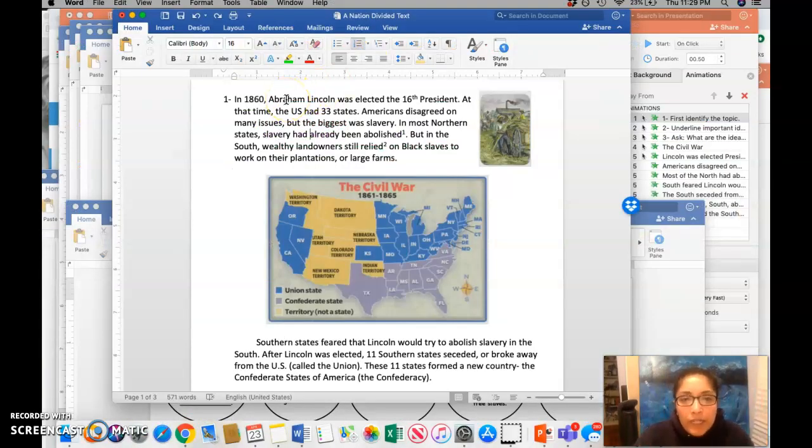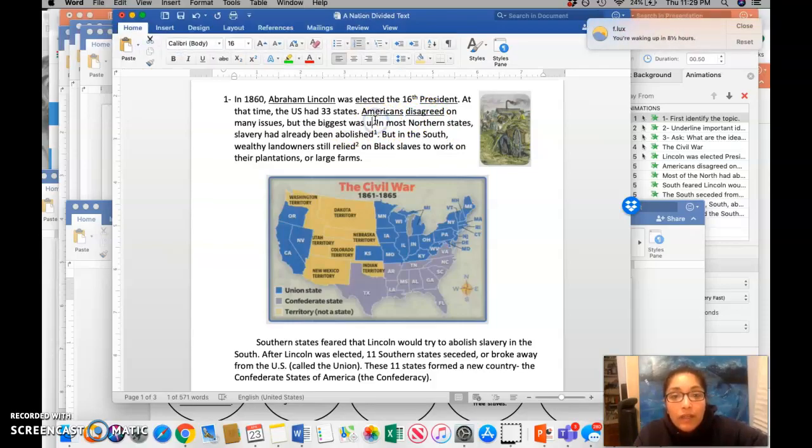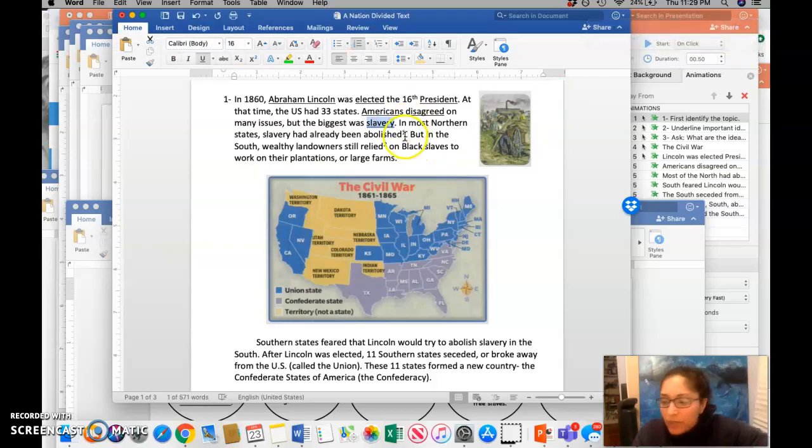All right, what are the important ideas? Well, it's really important that we learn that Abraham Lincoln was elected president, right? Then we learned that Americans disagreed. We know that this is what caused the Civil War. They disagreed on slavery. What else was important? We learned that most of the North had already abolished it. And we learned that the South still relied on black slaves. So far I already have these important ideas.